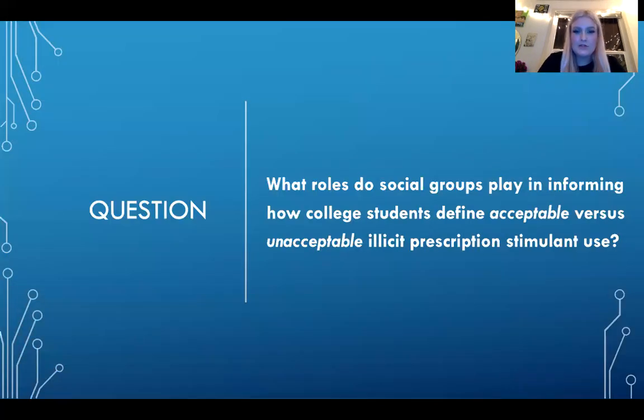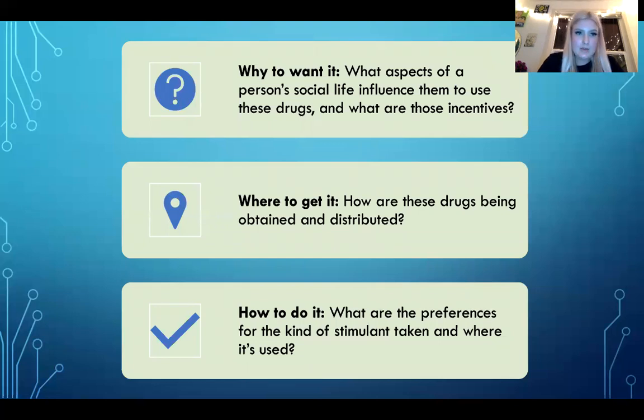And what that led to was the main question that guided this research, which was, what roles do social groups play in informing how college students define acceptable versus unacceptable illicit prescription stimulant use? And that then was broken down into three main themes we're going to take a closer look at.